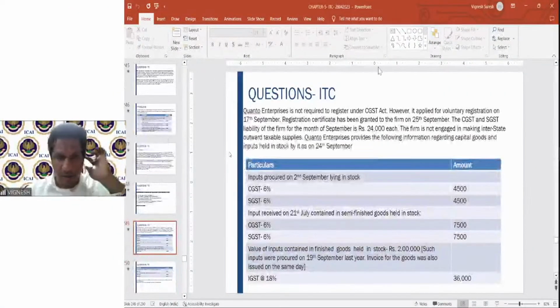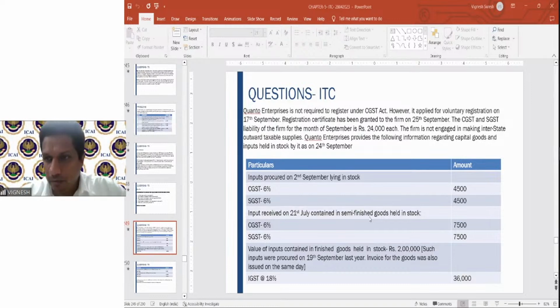Done. So next question. Quanto Enterprises is not required to register. Now this question is on page number 8.129 of the study material, and it continues on 8.130. So Quanto Enterprises is not required to register under the CGST Act.